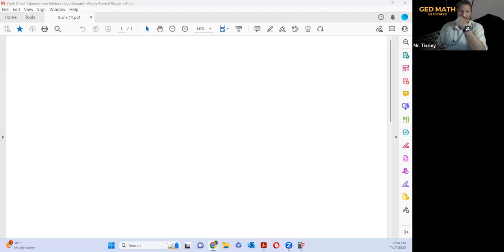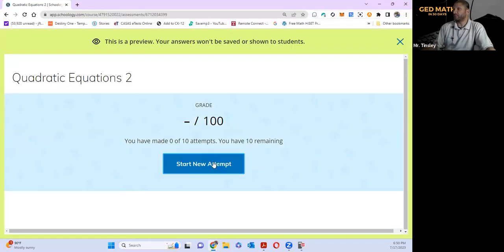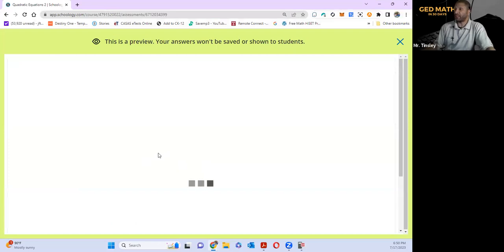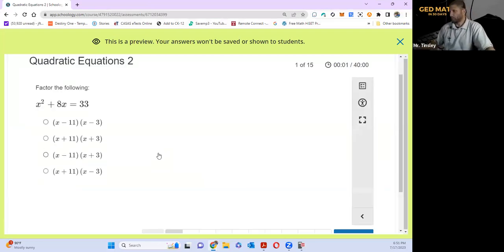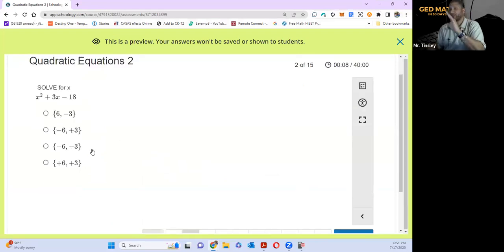I'm doing fractions, practice tests, full practice tests, quadratic equations. Let me try quadratic equations. This will be the last one for the day. That says factor. It says solve. This is what I want to do.